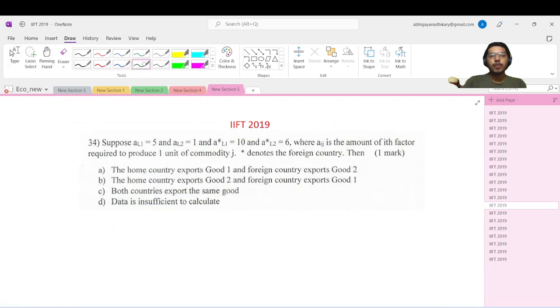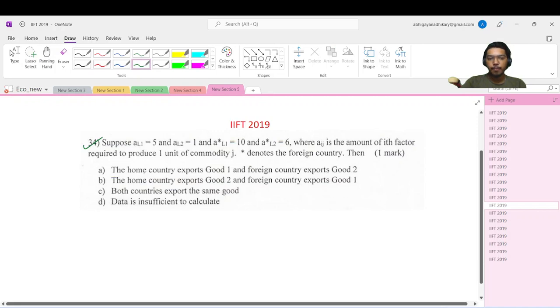Alright, so moving on to question number 34 of the IIFT MSc Economics 2019 paper. Suppose aL1 equals 5, aL2 equals 1, a*L1 equals 10, and a*L2 equals 6, where aij is the amount of the ith factor required to produce 1 unit of commodity j, and star denotes the foreign country. Then which of the following is true?